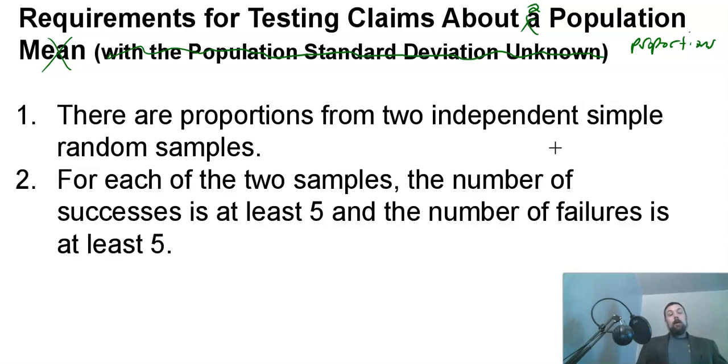So the requirements for testing claims about two population proportions. There are proportions from two independent simple random samples. For each of the two samples, so we're going to have samples from both of our populations, and they have to be independent of each other. So there can't be any dependencies, any paired data, anything like that. For each of the two samples, the number of successes is at least 5, and the number of failures is at least 5. And as long as those are satisfied, then we can use the process that we're about to use.